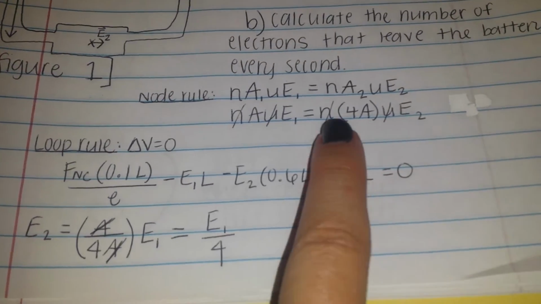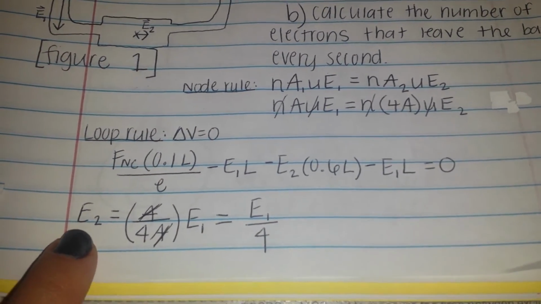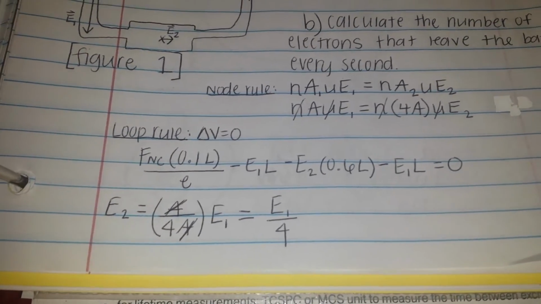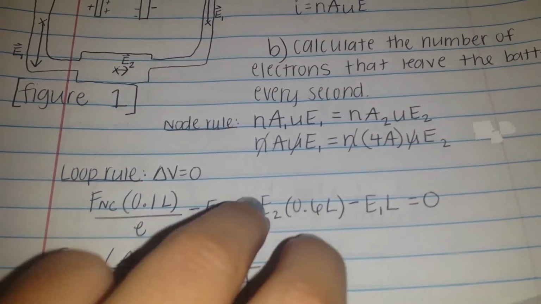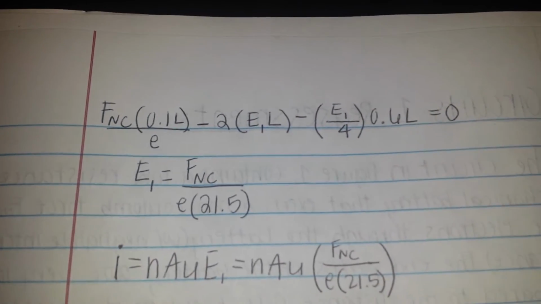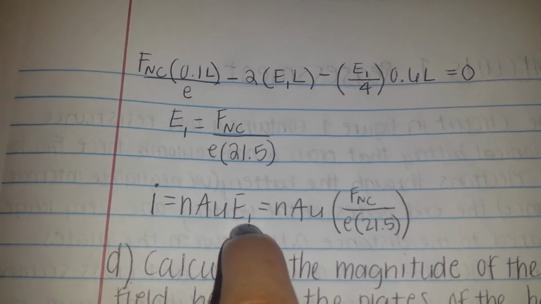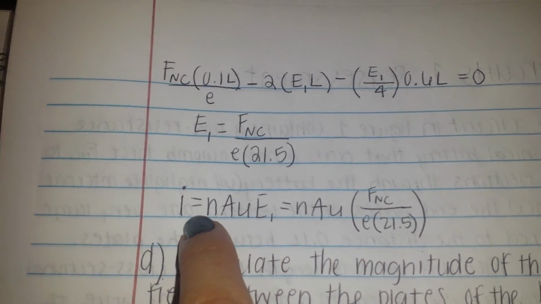And by knowing this relationship, we can manipulate it to find E2. And we plug that in to here and solve for E1 that way. And now we can know this relationship for the electron current.